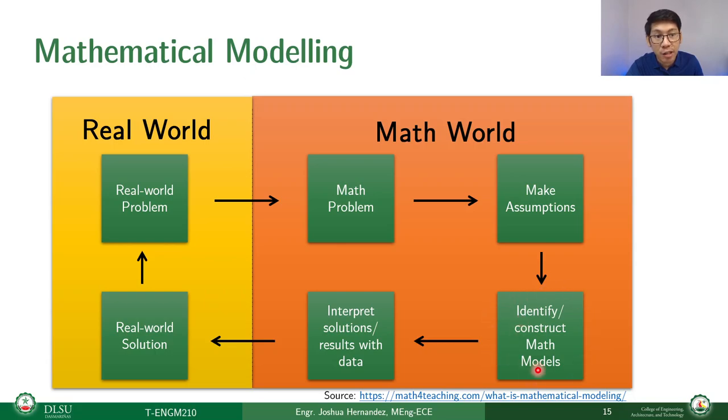Now, after identifying or constructing a math model that fits the situation, we are now to solve the constructed math model and interpret the results that we have gathered. Now, after that, of course, this in turn can now be implemented and applied as a real-world solution. And then, of course, kung meron pa siyang discrepancy, back to the real-world problem, math problem, make assumptions, and the loop goes on and on and on until the problem is fully solved. So that's how mathematical modeling works.